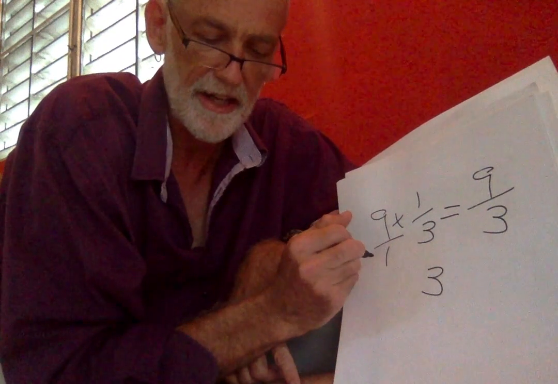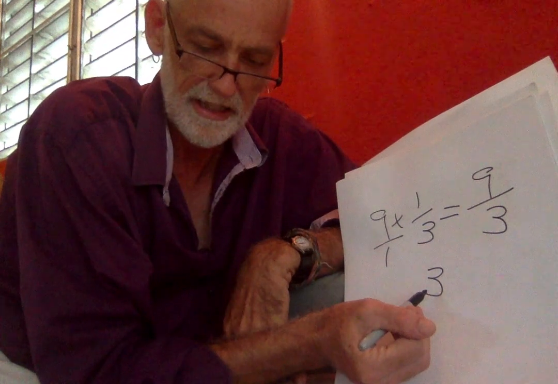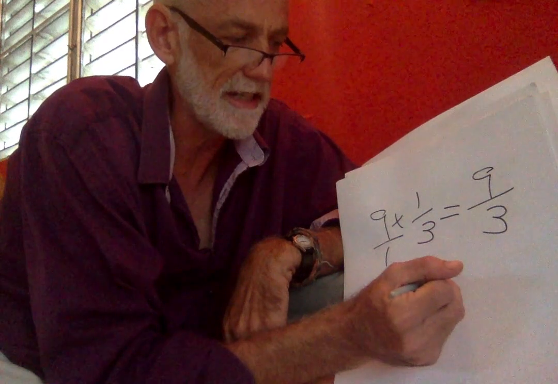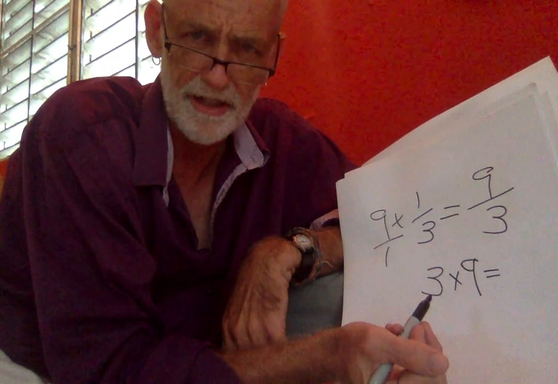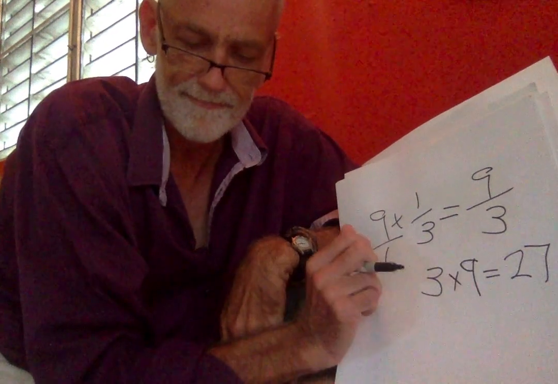So now we need to find the area. Now we have to multiply. We found out this side, right? We found out that the length is 3. We know the width is 9. We multiply them times each other. 3 times 9, everybody knows, is 27.